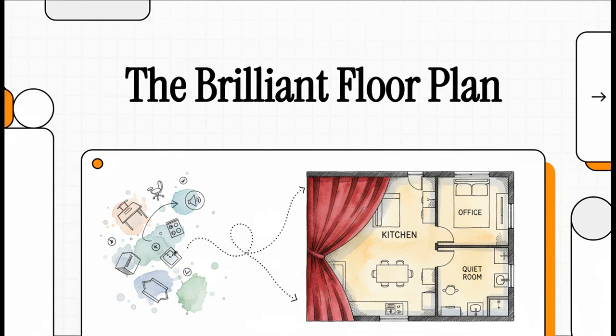Have you ever seen a really well-designed floor plan and just thought, wow, how did they do that? How does a jumble of ideas, a list of needs like an office here, a kitchen there, a quiet spot over there, turn into a space that just works? Well, it can feel like magic, but I promise you it's not. Today, we're going to break down the exact method that turns that complexity into clarity.